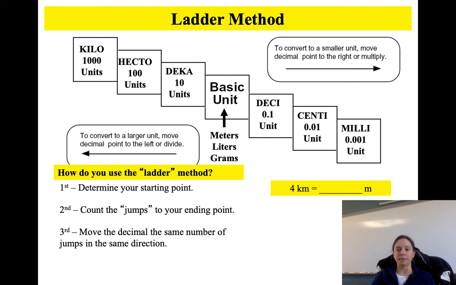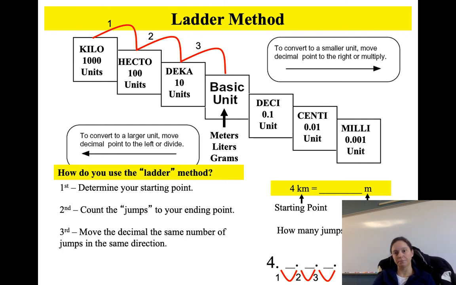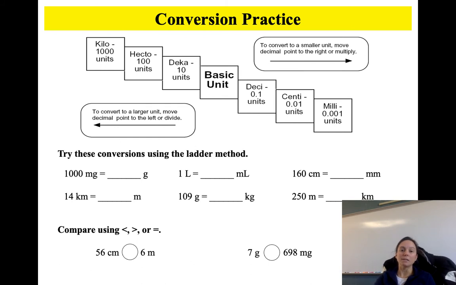So let's look at an example here. If I have 4 kilometers and I want to go to meters, the first thing I need to do is determine my starting point. So my starting point is kilometers. My ending point is meters. So then how many jumps is that going to take? Kilo to hecto would be 1. Hecto to deca would be 2. And deca to base, which is meter, would be 3. So I'd move 3 decimal places to the right. So if my decimal place is after the 4, I would need to move 1, 2, 3 places. So my answer would be 4,000 meters.